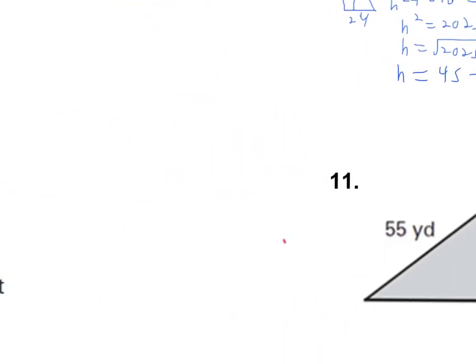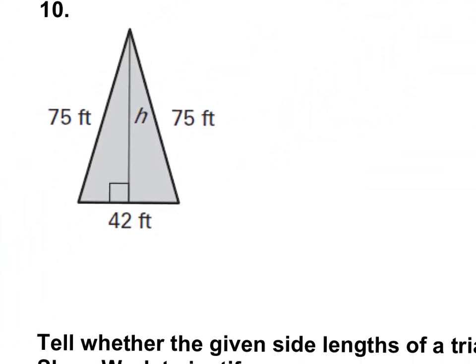Okay, on to number 10. Same type of problem. So I can immediately split the base of this triangle, 42, into 21 and 21. Again, the reason why I know that is because this is an isosceles triangle. And if you draw a height line in an isosceles triangle, it will split it into two right triangles. So, the right triangle that I'm looking at, we don't know the height of it. We know the hypotenuse is 75, and we know the base is 21.